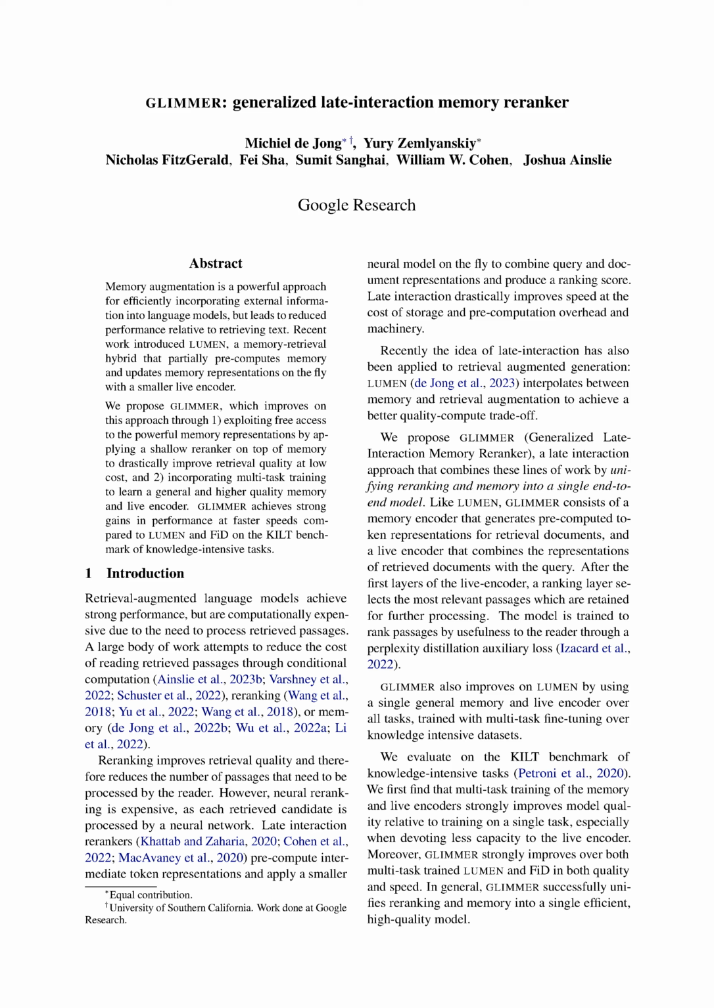Section Summary. Retrieval augmented language models are computationally expensive due to the need to process retrieved passages. Reranking improves retrieval quality and reduces the number of passages that need to be processed, but neural reranking is expensive. Glimmer is a late interaction approach that unifies reranking and memory into a single end-to-end model, improving on previous methods by using a single general memory and live encoder over all tasks, trained with multitask fine-tuning over knowledge-intensive datasets.